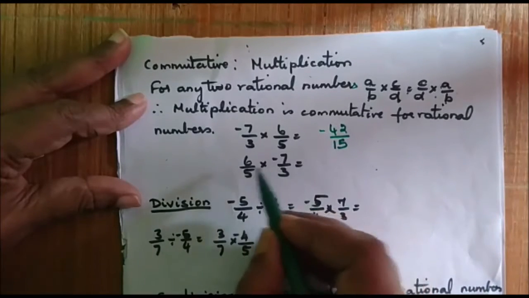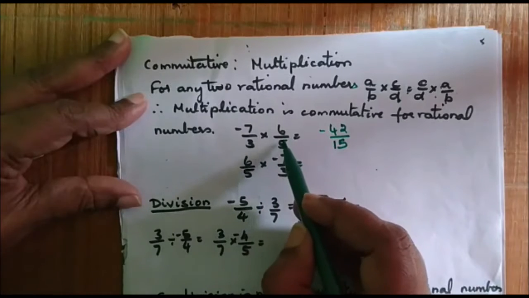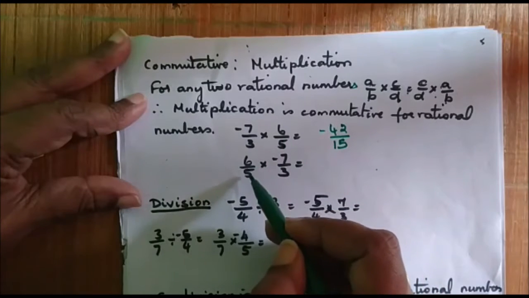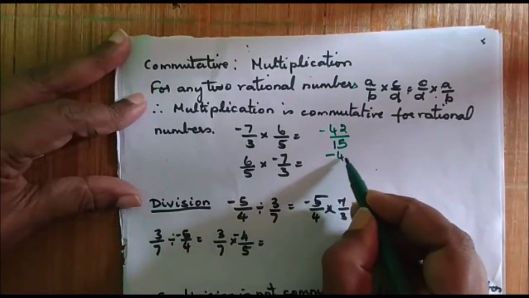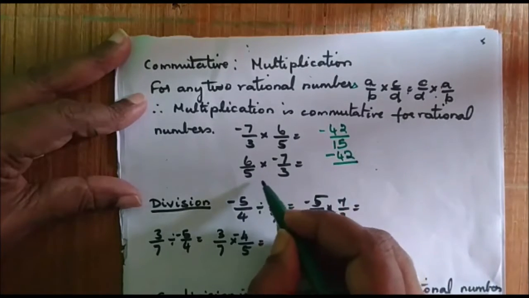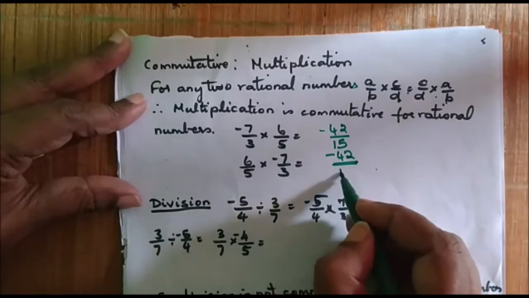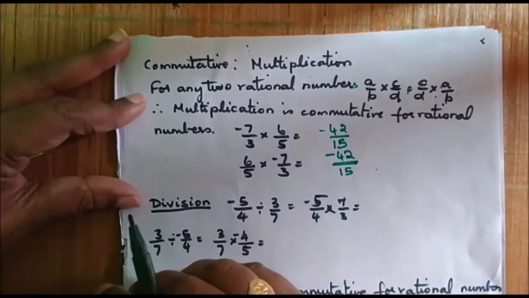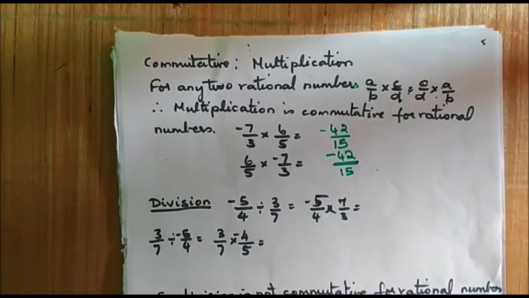Now let us rearrange these rational numbers. That is a by b into c by d. Now we have c by d into a by b. So 6 into minus 7 is minus 42, by 5 into 3 is 15. Therefore, in both the cases, the answer was the same. Hence, multiplication is commutative for rational numbers.